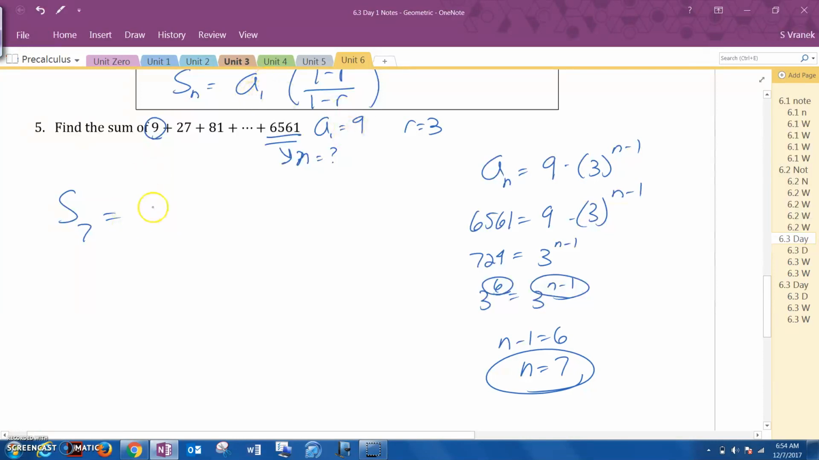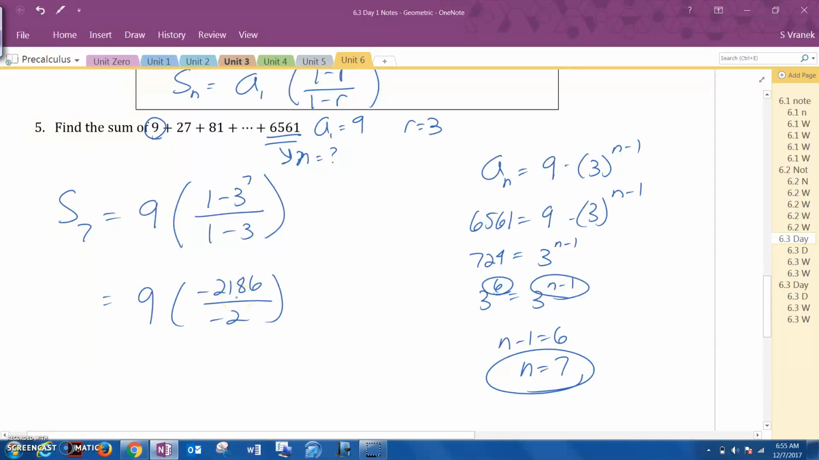Now that I know what n is, I can do my sum of the first 7 terms. It's the first term, which is 9, times the quantity 1 minus 3 to the 7th over 1 minus 3. So 1 minus 3 to the 7th. This becomes 9 times negative 2186 over negative 2. And when you do the final calculation, the sum of the first 7 terms is 9837. So if you add up all the terms in between, that's what you would get.